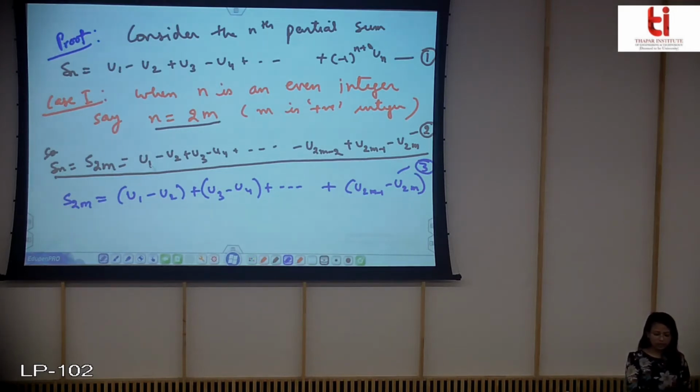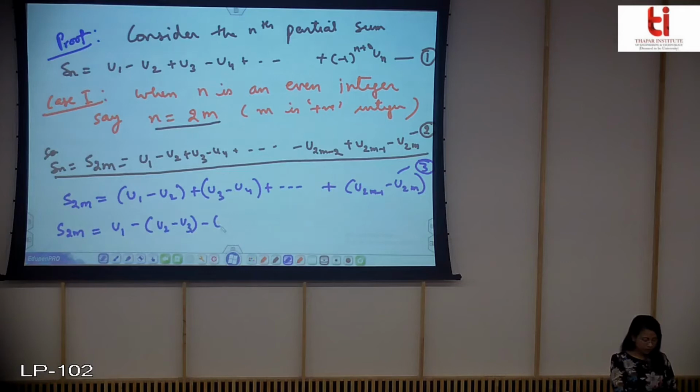You can easily see that I have paired the first two, then the other two, and so on. And you can also write equation number 2 as this. I'll separate this u1 and then write two terms together. So this will be, and one term is left, that is u2m. Now this is my equation number 4.